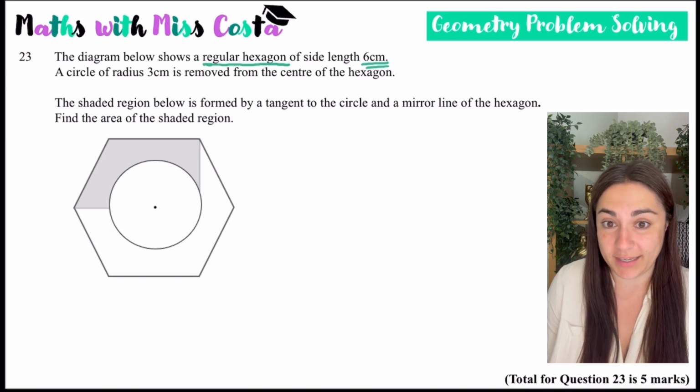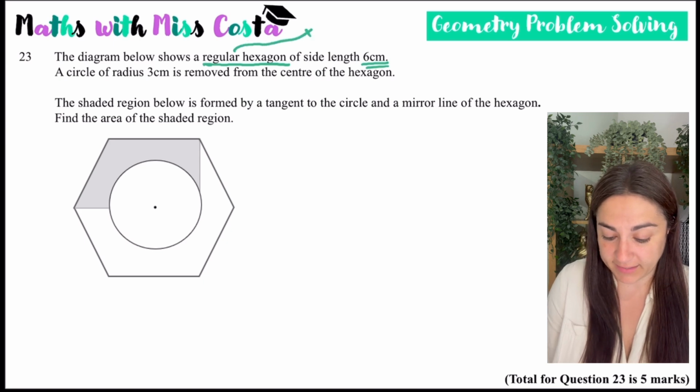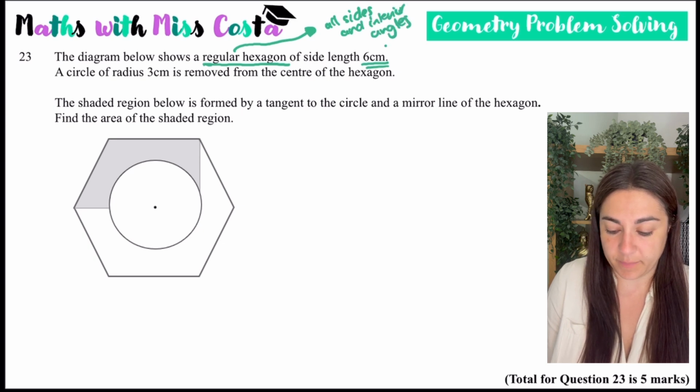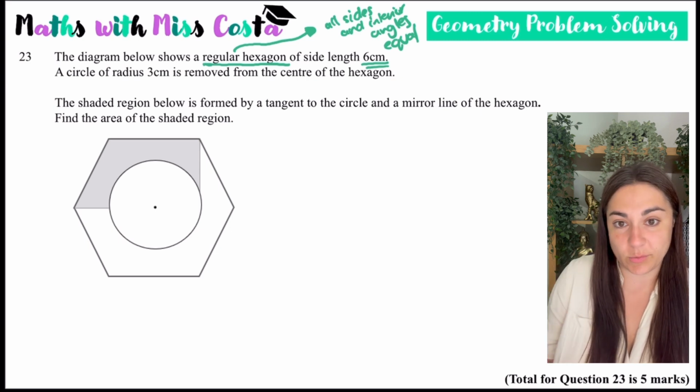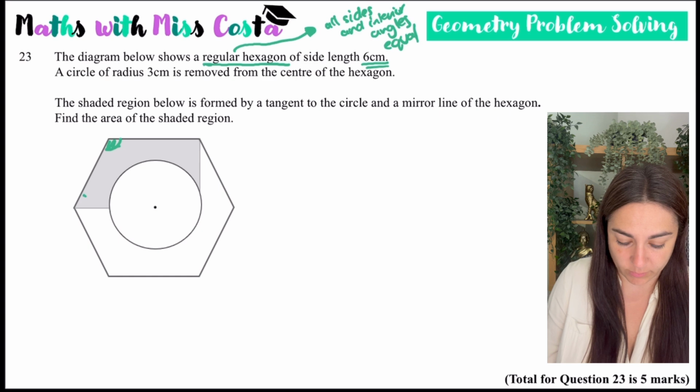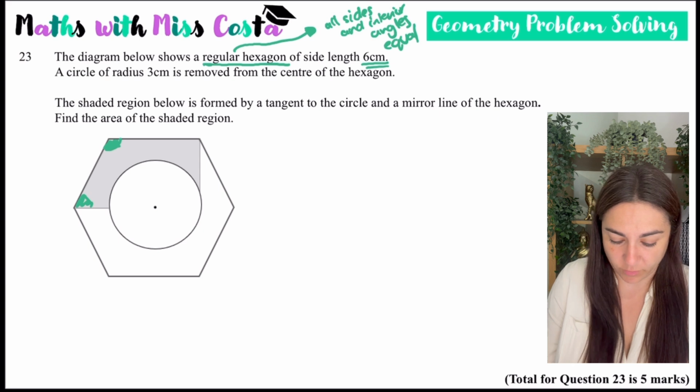Now this is really, really important, because the fact that it's a regular hexagon means that all sides and interior angles are equal. That's for any kind of regular polygon. It means that all sides are equal and all interior angles are equal. So I know what the size of this angle here is, I know what this angle here would be, and so forth. So I know that each side is 6 centimeters.